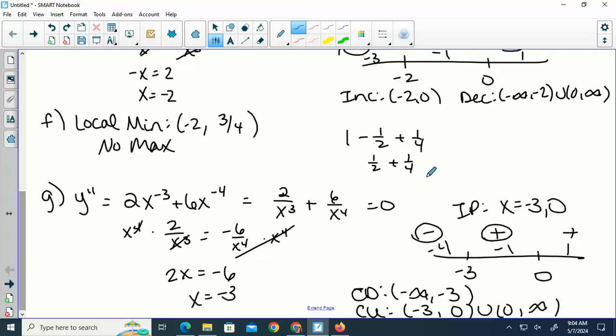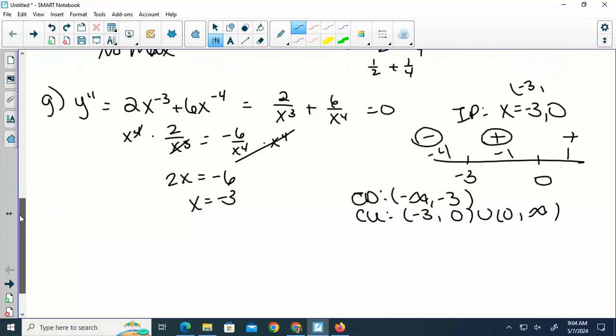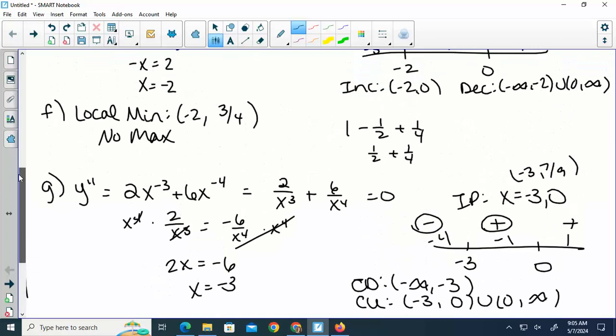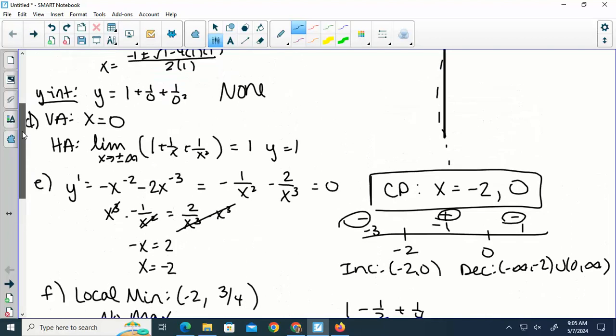All right, let's go ahead and get the actual ordered pair for that inflection point. So if we put negative 3 into the original graph, that would be 1 minus 1/3 plus 1/9. So 2 over 3 plus 1 over 9. So 2 over 3 would be like 6 over 9 plus 1 over 9 is 7 over 9. So negative 3, 7/9 is an inflection point.